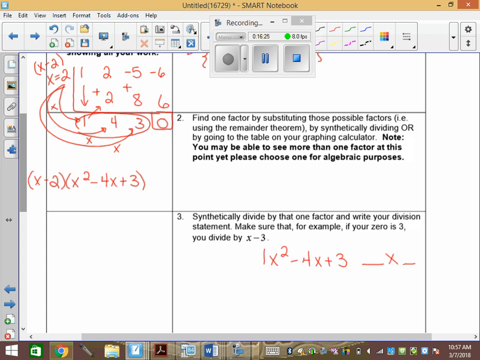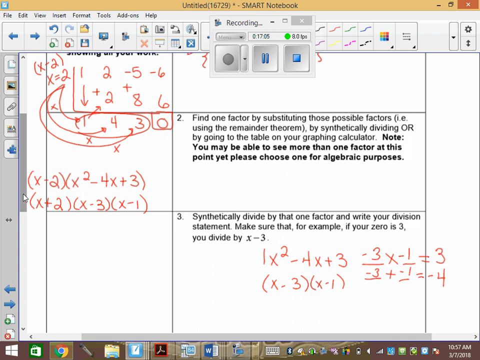So I say what times what equals a times c, because this is a, b, and c in a quadratic. 1 times 3, so 3. And what plus what equals negative 4. You take your signs with it. So what multiplies to give you positive 3 and adds to give you negative 4? Negative 3 and negative 1. So we have x minus 3 and x minus 1. So up here I'm going to have x plus 2, x minus 3, and x minus 1.